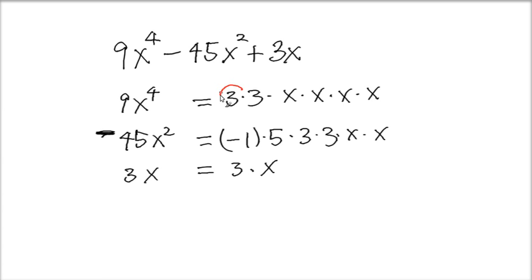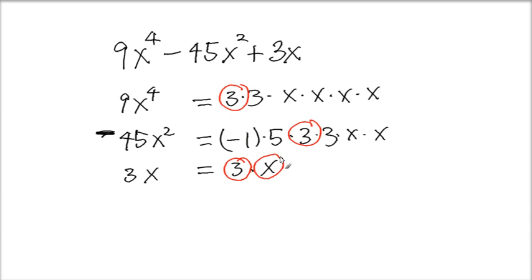Now 3 is common in all 3 terms. 3, 3, 3. Now there's a second 3 here, 3 and 3. But there's no more 3 in the third term. There's only one 3 here, and it's circled already. So 3 is not common. It's only in the first and the second term.